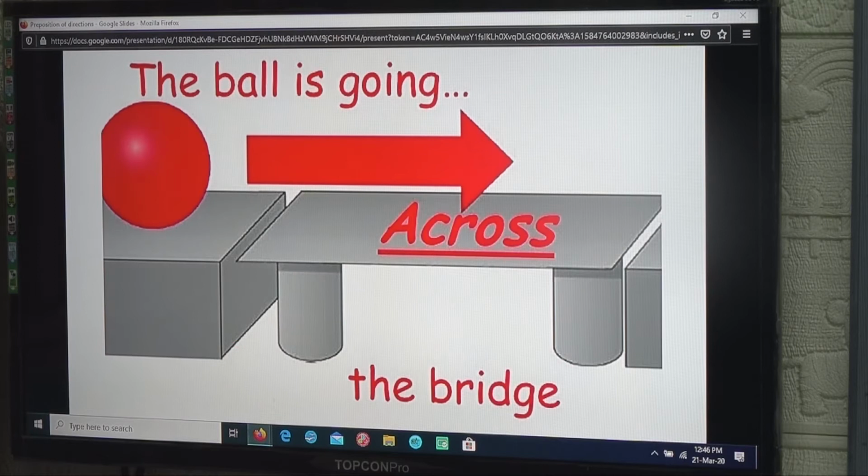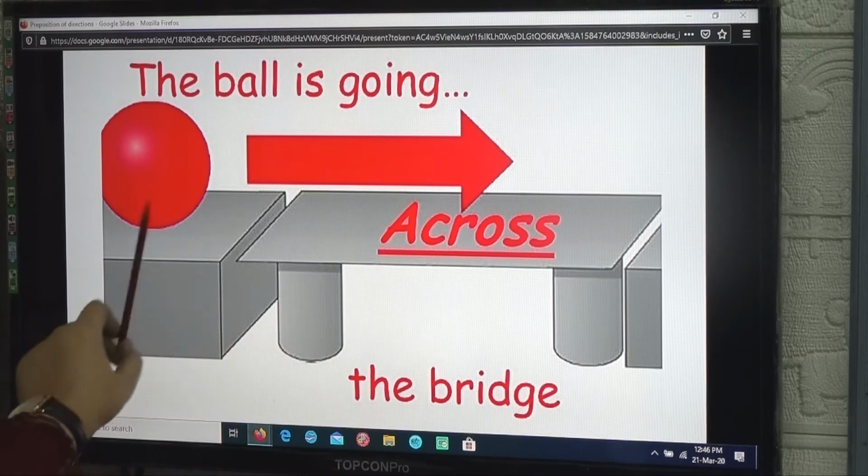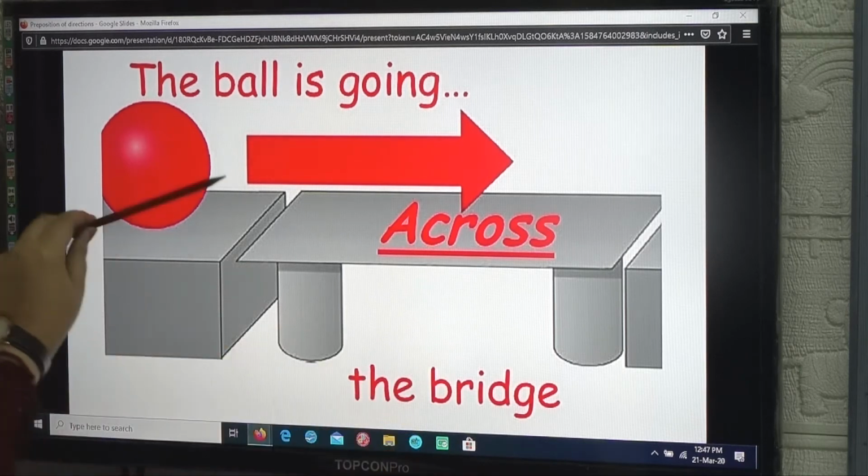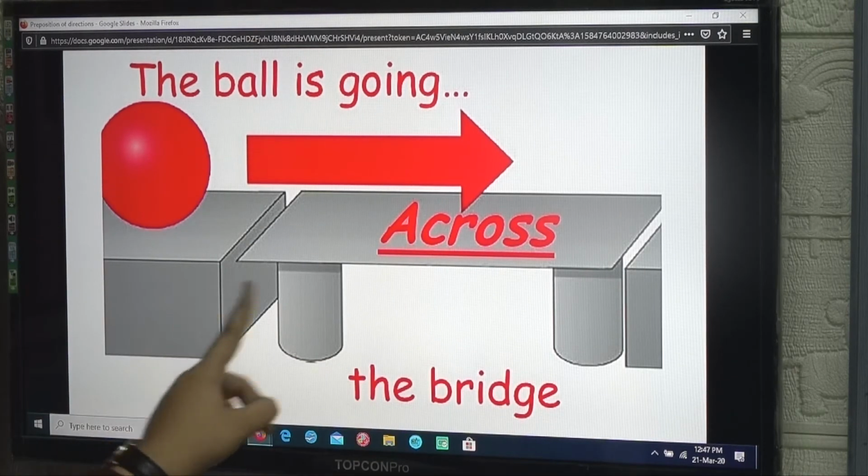Next one. The ball is going across the bridge. So the purpose is, the ball wants to go to another side, right? So that's why it has to roll across the bridge in order to get to the other side. So basically, across means one side to another side. The ball is going across the bridge. Okay, from one side to another side.